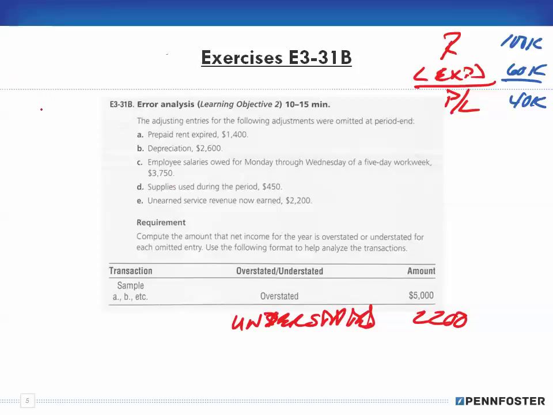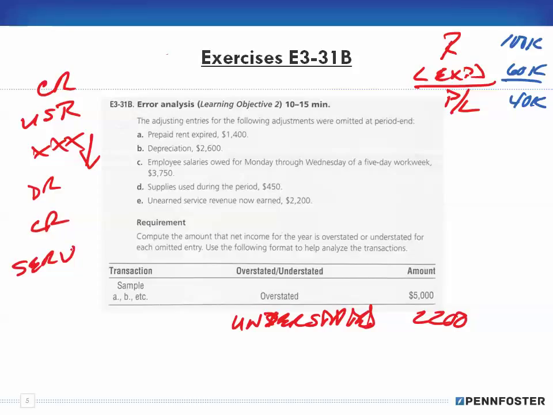But in order to see that from a numbers perspective, say I had unearned service revenue with X number of dollars in it, and now I earn 2,200. That means I'm decreasing it. Remember, the normal balance of a liability account is a credit. If I earn it, I'm going to decrease it, so I'm going to debit the unearned service revenue account, and I'm going to credit something else. I'm going to credit service revenue.